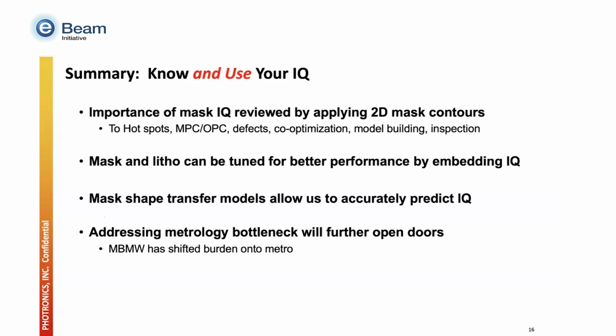Mask shape transfer models, which we talked about here, allow us to accurately predict image quality, which can be used in a lot of things. And the key to getting all three of those more widely used and more powerfully enabled is in addressing the metrology bottleneck. It will further open a lot of doors. And unfortunately, well, I don't know about unfortunately, but multi-beam has kind of shifted now the burden onto the metrology people to raise the game on speed, accuracy, and the ability to capture 2D image content on a mask much more efficiently than today we're able to do.